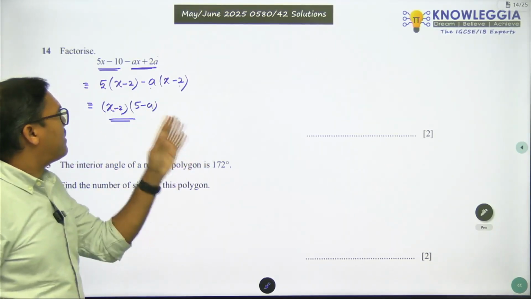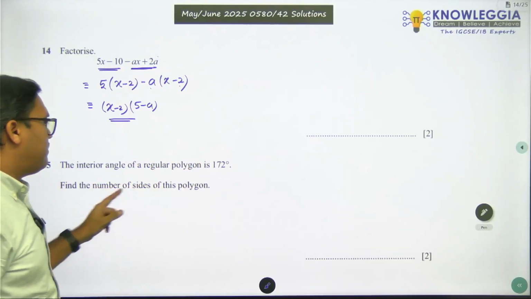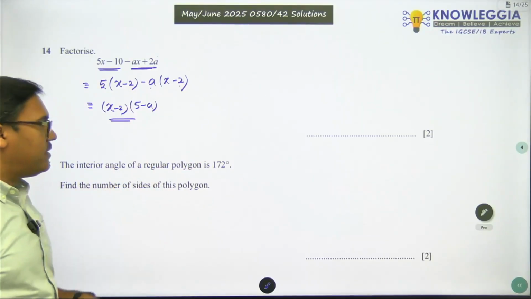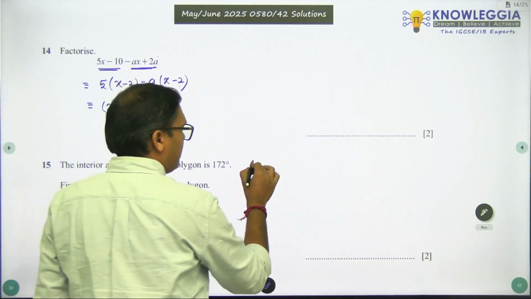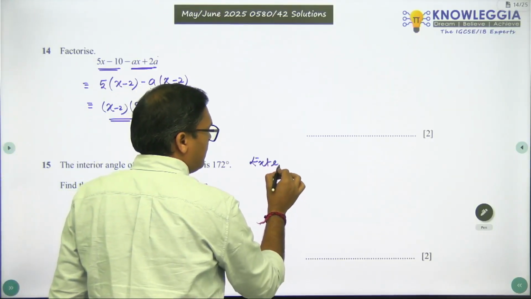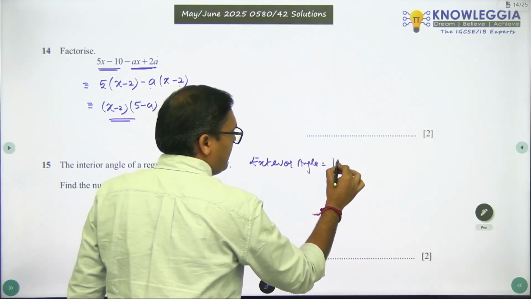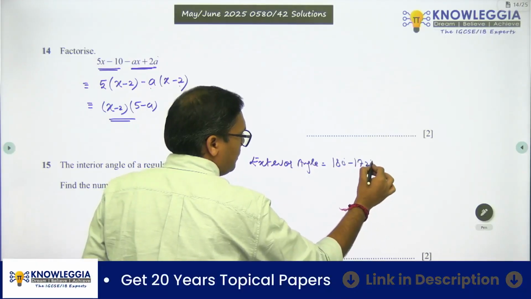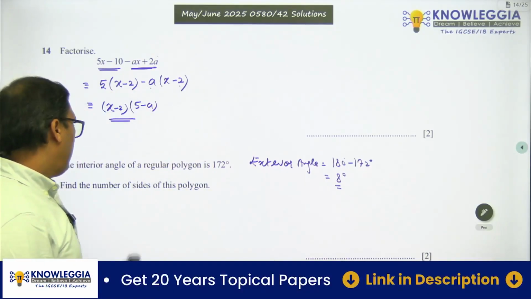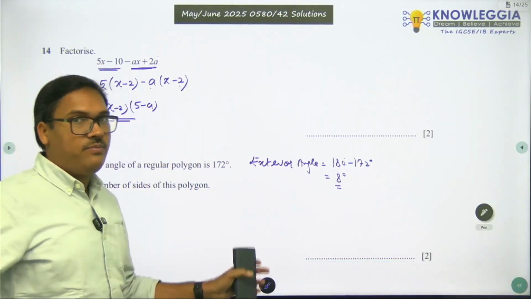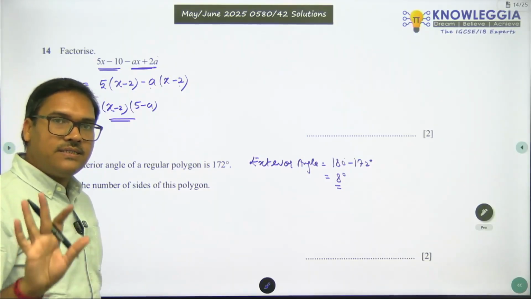So that is the answer for this question. You can easily factorize like this. Okay. The interior angle of a regular polygon is given. Find the number of sides. If the interior angle of the polygon is 172, what is the exterior angle? Exterior angle is equal to 180 minus 172, which is 8 degree. Correct? Now, this is a regular polygon, so all the exterior angles will be 8. And we know the sum of all the exterior angles of a polygon is 360 degree.